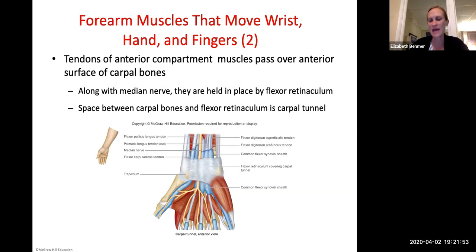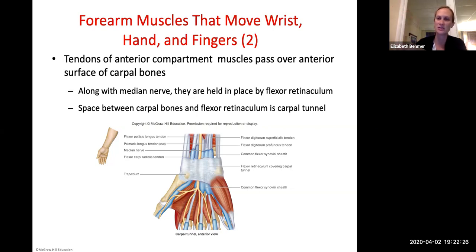Let's talk about tendons that pass through the carpal tunnel, because this helps answer number 4, which is the retinaculum. The retinaculum is a thickened fibrous band of fascia. So it's just a piece of thick fascia or connective tissue that covers the carpal tunnel. And the carpal tunnel is an area in your wrist where all the tendons from the muscles will pass through into your fingers.